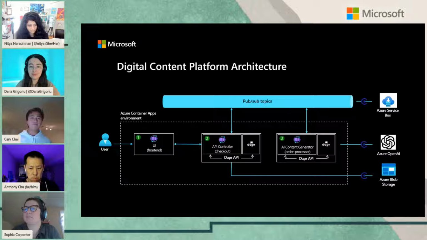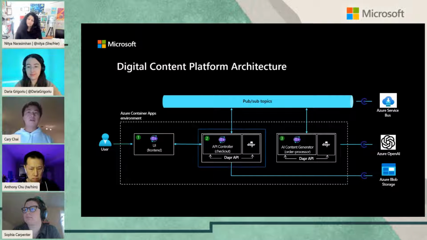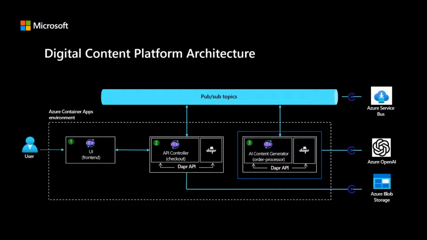So starting off, this app is comprised of 3 different microservice components. There is a front end where customers will be able to interact with the digital content generator and input their own prompts. There's also a middleware API controller, which will send and receive prompts to and from the content generator app through Service Bus topics, as well as store and retrieve the images in Azure Blob Storage. Finally, we also have an AI content generator application powered by Azure OpenAI's DALL-E.